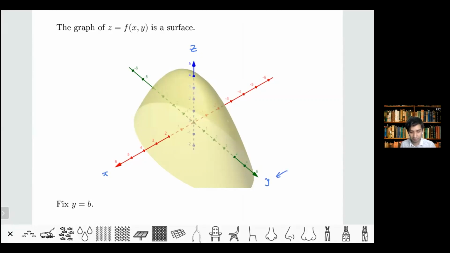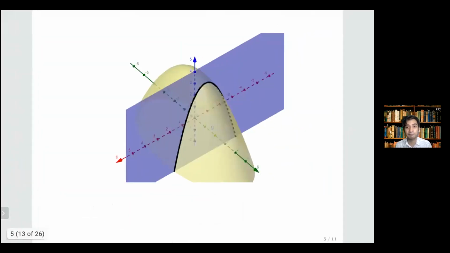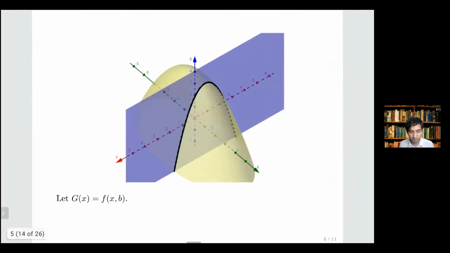So essentially, what this means geometrically is that we are restricting our attention to the curve of intersection. So we intersect the surface with y equals b. So y equals b is a plane. And this surface is z equals f of (x, y). So it looks like this. This is what it looks like when you fix y equals b. So this blue surface is y equals b. So what is our g of x? Again, g of x is equal to f of (x, b).